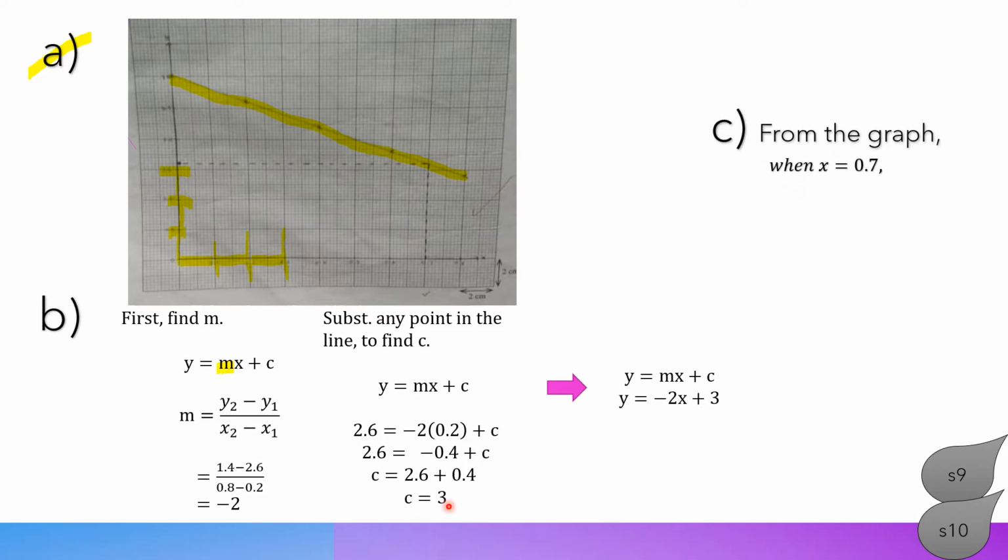For C, from the graph, find the value of y when x equals 0.7. So from the graph here, you go to 0.7. 0.7 is here, and then you make a dotted line, go up until you reach the line, and you move to the y-axis, and you will get your y is 1.6.